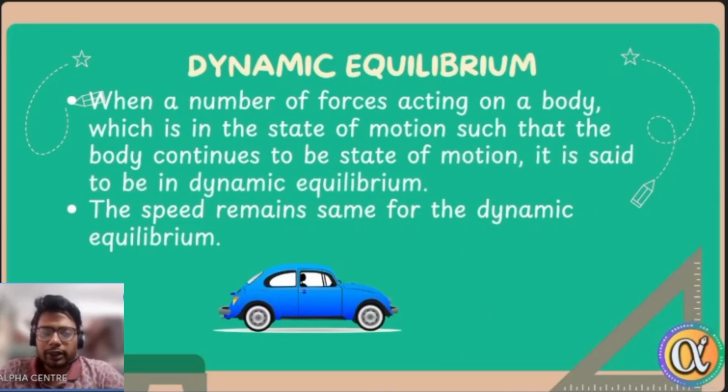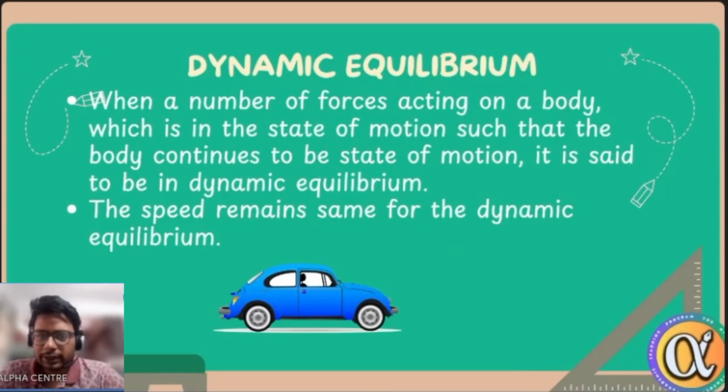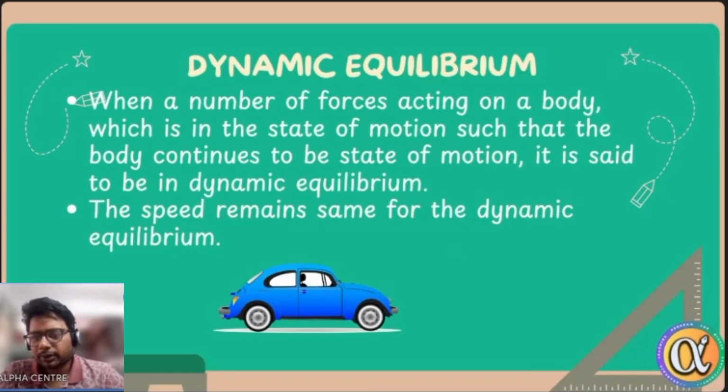When a number of forces act on a body which is in the state of motion, such that the body continues to be in the state of motion, it is said to be in dynamic equilibrium. So if a lot of forces are acting on the body, but all these forces cancel out in such a way that the body continues to move at the same speed, then it is in dynamic equilibrium. In this case, the speed does not change. The speed remains the same for dynamic equilibrium.